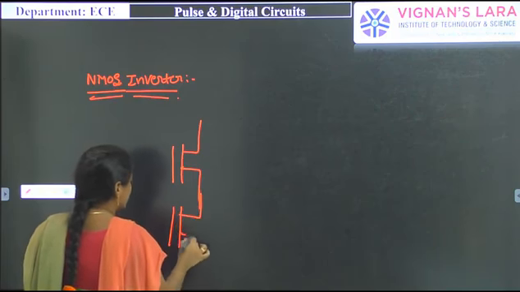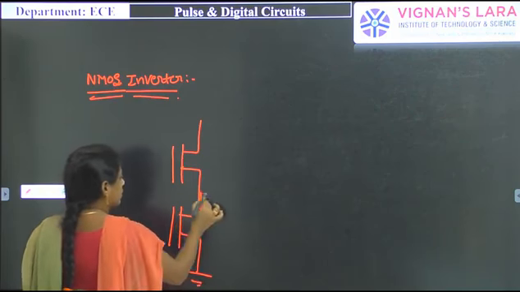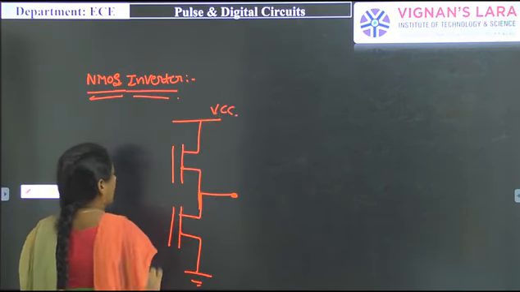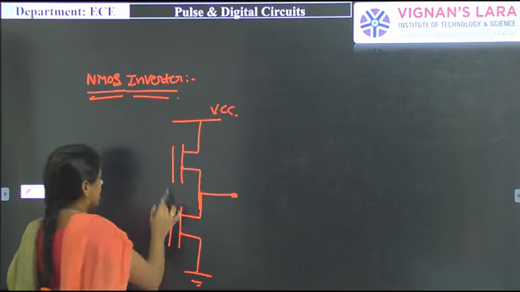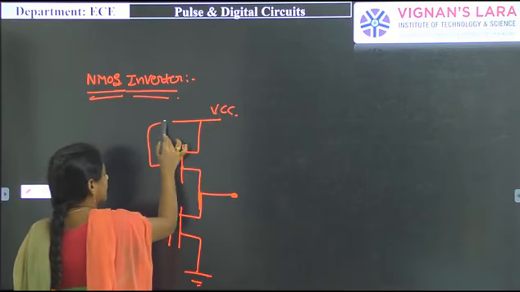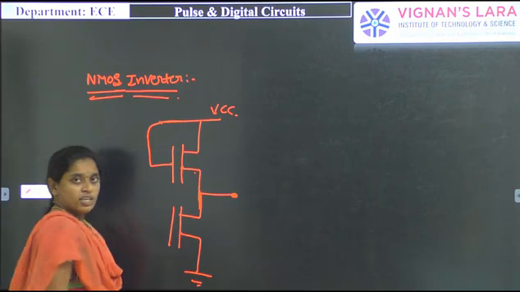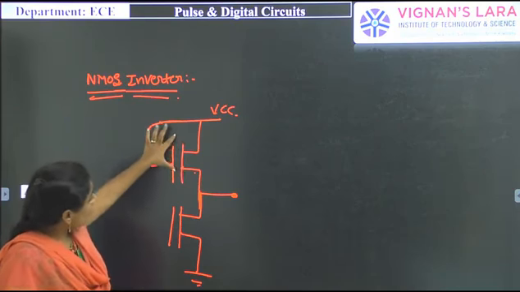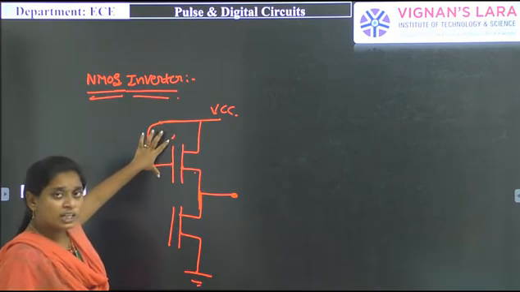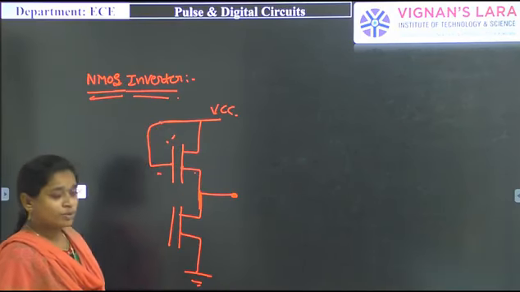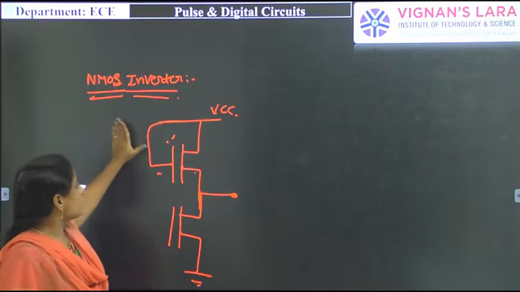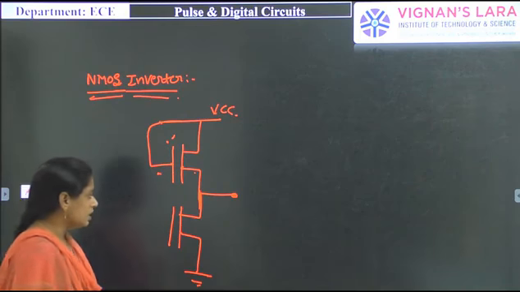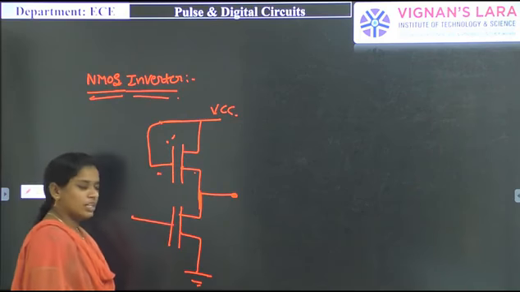Here the output is taken in between these two, and here we apply the VCC, and one terminal, that is the 5 volts, is applied to this first NMOS. This is a very important thing. When this transistor is on, during that time only, the VCC signal is given to the output. So that is the NMOS inverter.